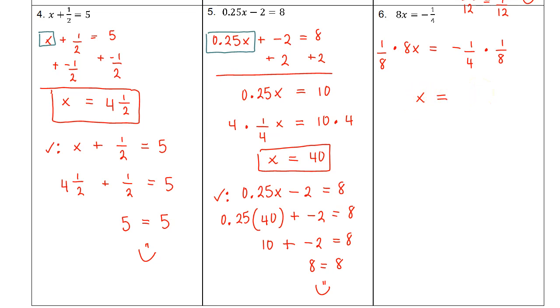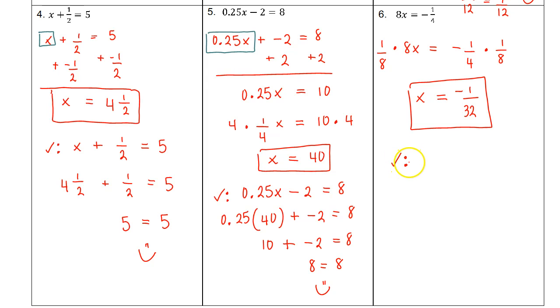And on the other side, when I multiply, I don't need a common denominator. I multiply straight across. 1 times 1 is 1. 4 times 8 is 32. Of course, a negative times a positive is a negative. So x equals -1 over 32.